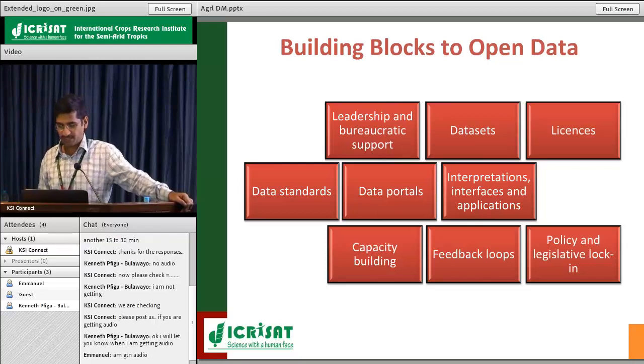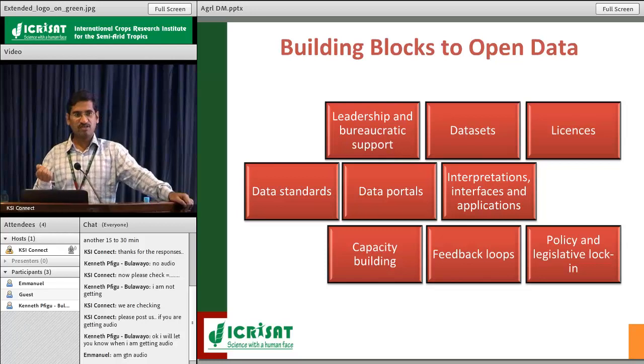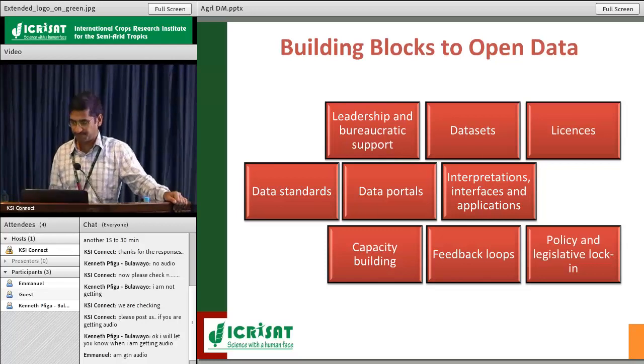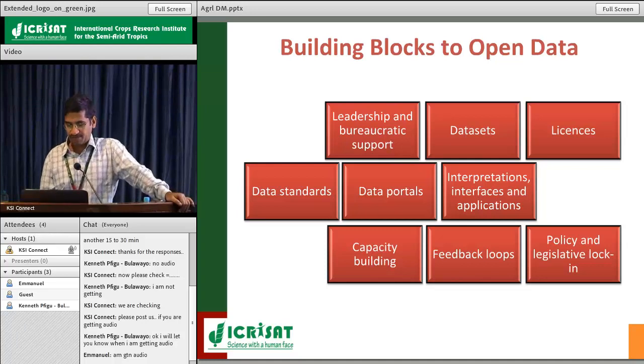A lot of metadata has to be tagged with the data, otherwise it is of no use, even though you put it in the open access repository. And capacity building is more important.